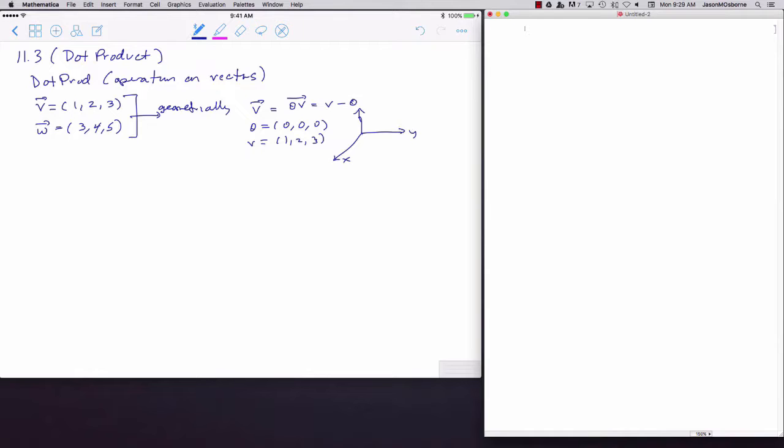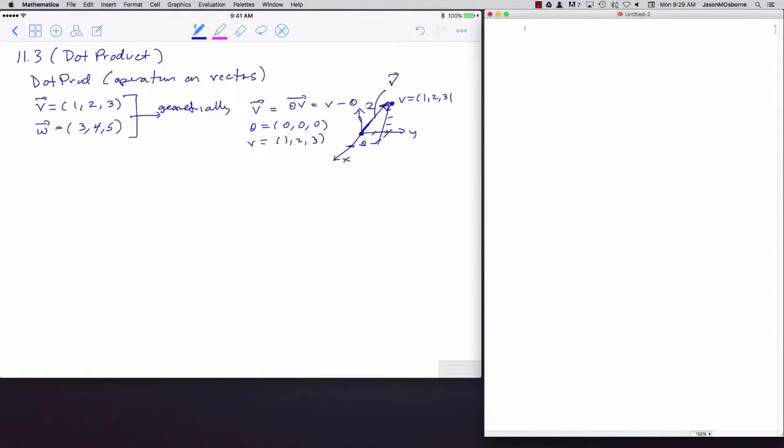And the way we interpret these vectors is in XYZ space. Here is your origin O, here is your point V to be 1, 2, 3, which you obtain by going 1 in the X, 2 in the Y, 3 in the Z. That will get you here. So there's your point V, and your vector V is this object right here.